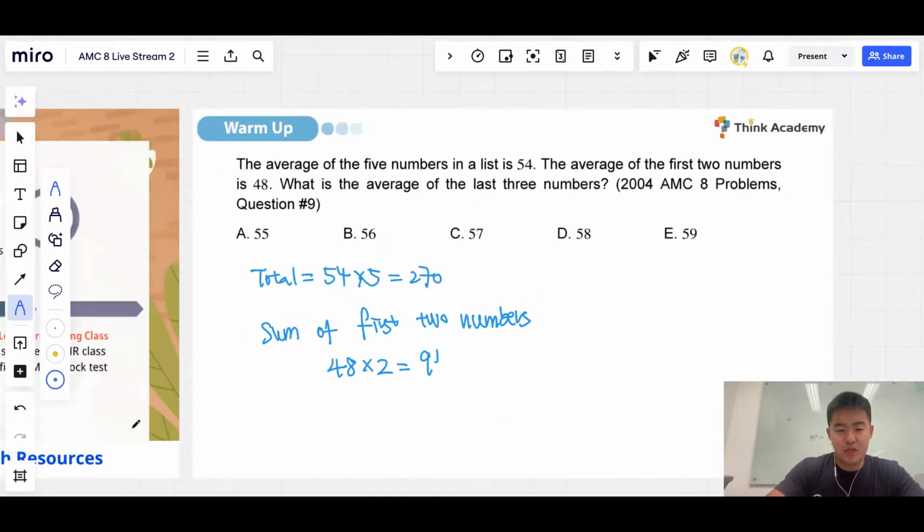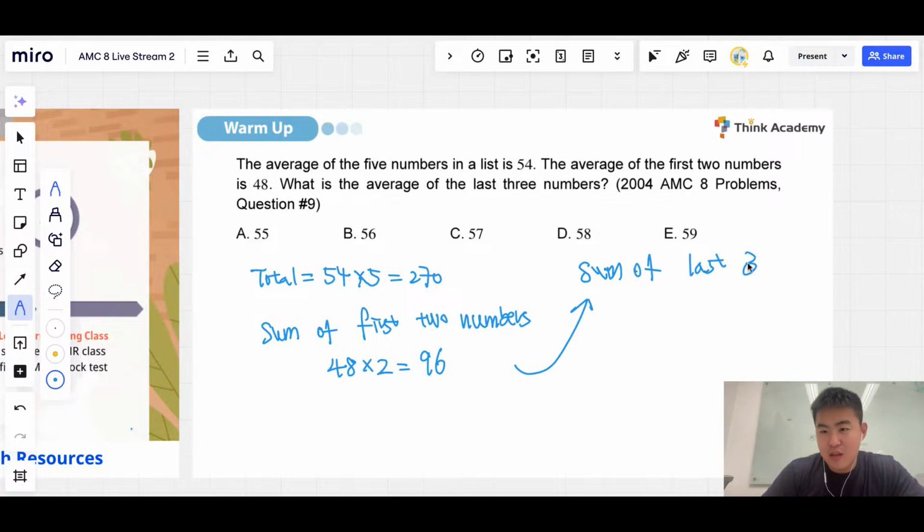Just by giving these two conditions, we should be able to get another very important condition. That is, the sum of the last three numbers is the difference between 270 and 96. So 270 minus 96 should be 174, right? The difference is the summation of the last three numbers.